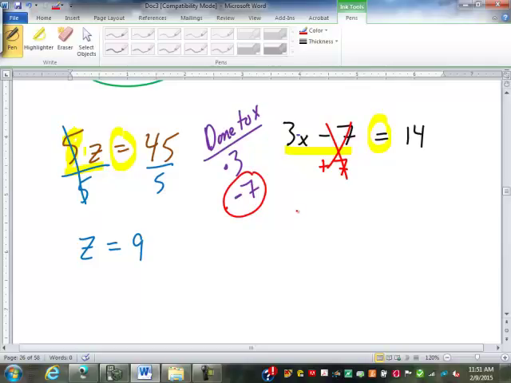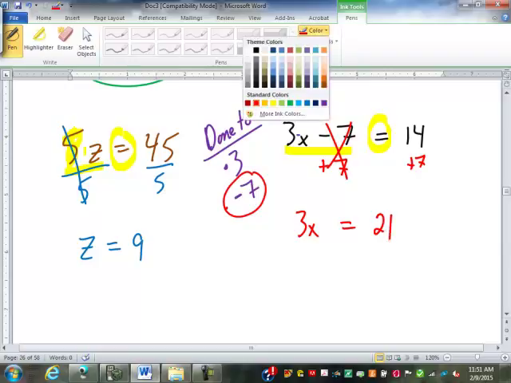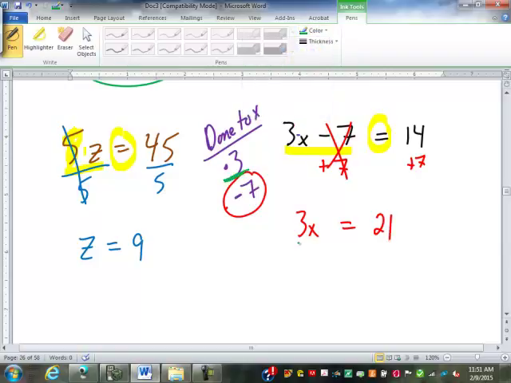So that's gone, leaving us with 3x. Adding 7 to the other side gives us 21. Now we can remove the 3 by dividing by 3 to get x. Dividing by 3 equals 7.